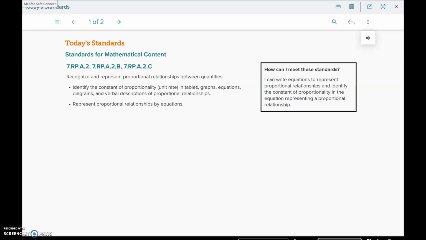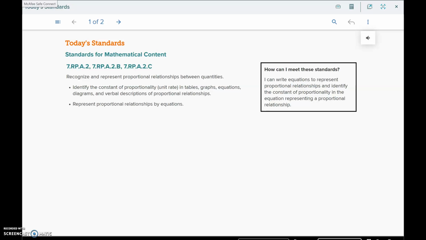What are we doing today? We are still working on recognizing and representing proportional relationships between quantities. We are going to identify the constant of proportionality, or unit rate. Remember, those words mean the same value in tables, graphs, equations, diagrams, and verbal descriptions of proportional relationships. We are looking at equations today. Represent proportional relationships by equations.